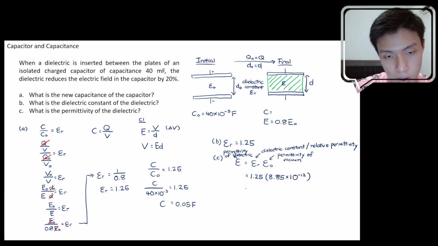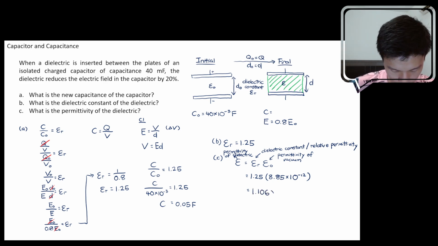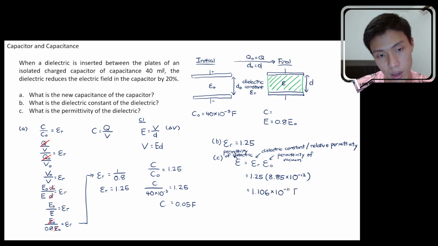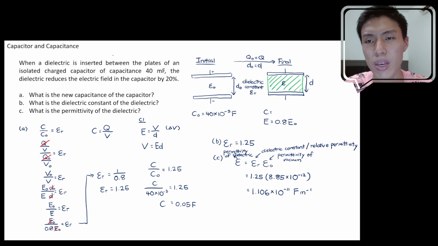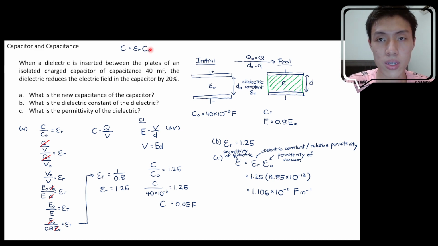So from here, if we do our calculation, we see that the permittivity of this dielectric will be 1.106 times 10 to the power of negative 11 farad per meter. That's the unit for permittivity. We have to be very clear that over here the main relationship is that the capacitance with dielectric is improved by this value, which is the dielectric constant, compared to capacitance without dielectric. Capacitance without dielectric improved by this much becomes the new capacitance with the dielectric inside.